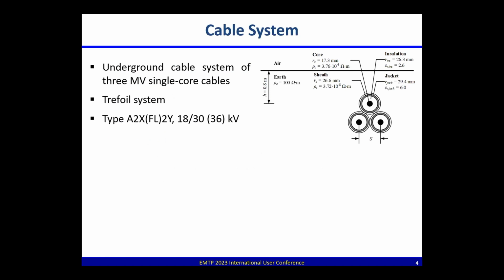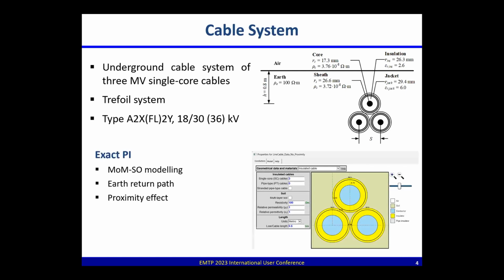As a case study, we selected an underground cable system of 3 medium voltage single core cables. You can see here their arrangement. It's in a trefoil arrangement. You can see also the type, their name. They actually consist of aluminum. They also include XLPE. They have as a screen, a metallic sheath, an aluminum foil. And also there is an HDPE jacket. Their nominal voltage is 18/30 kilovolts.